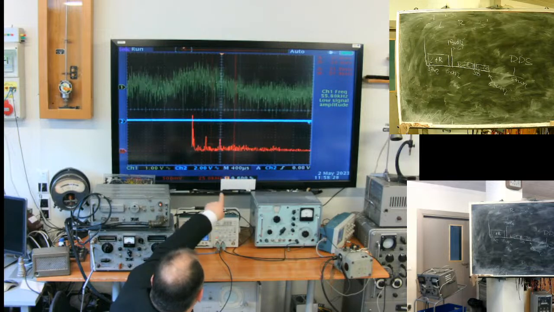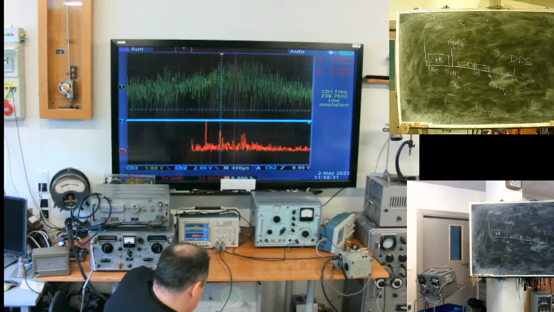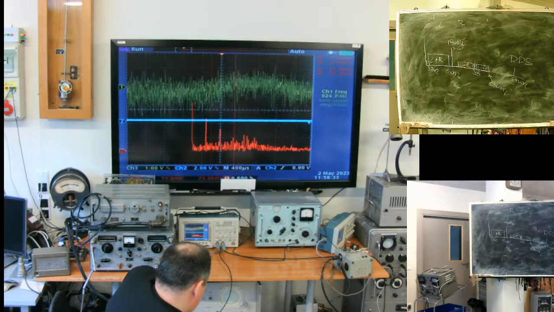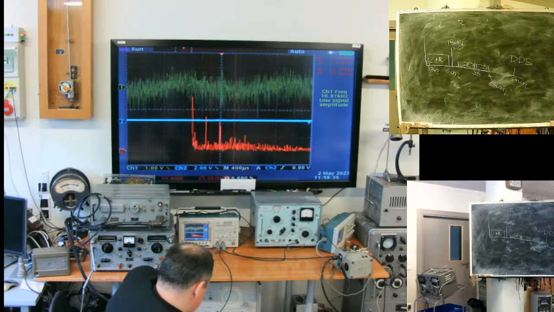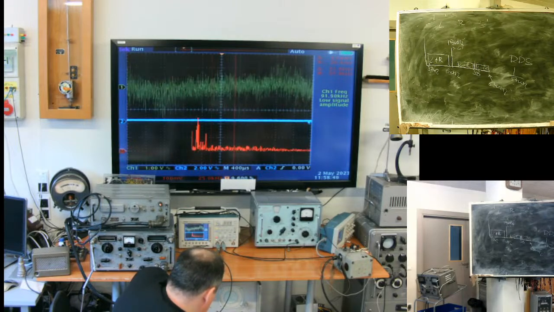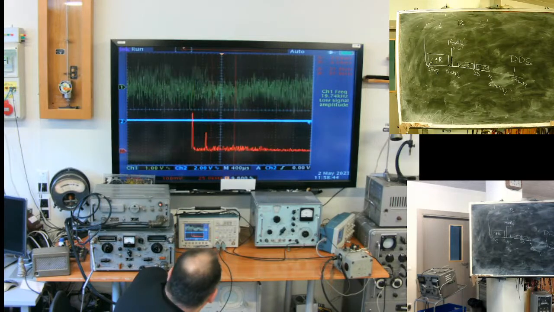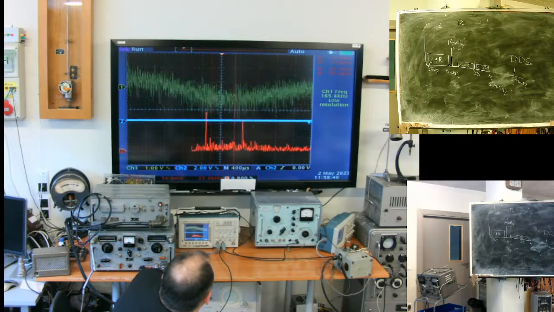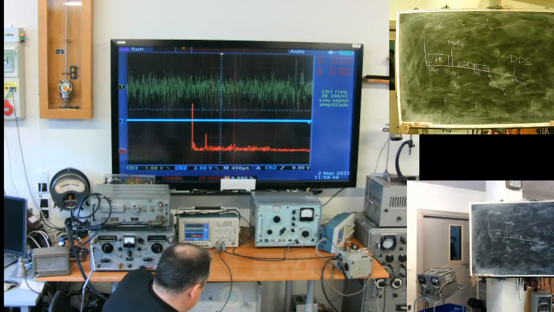Strangely, we see a signal further out. There is another data channel at 76 kilohertz, but it should not be occupied.